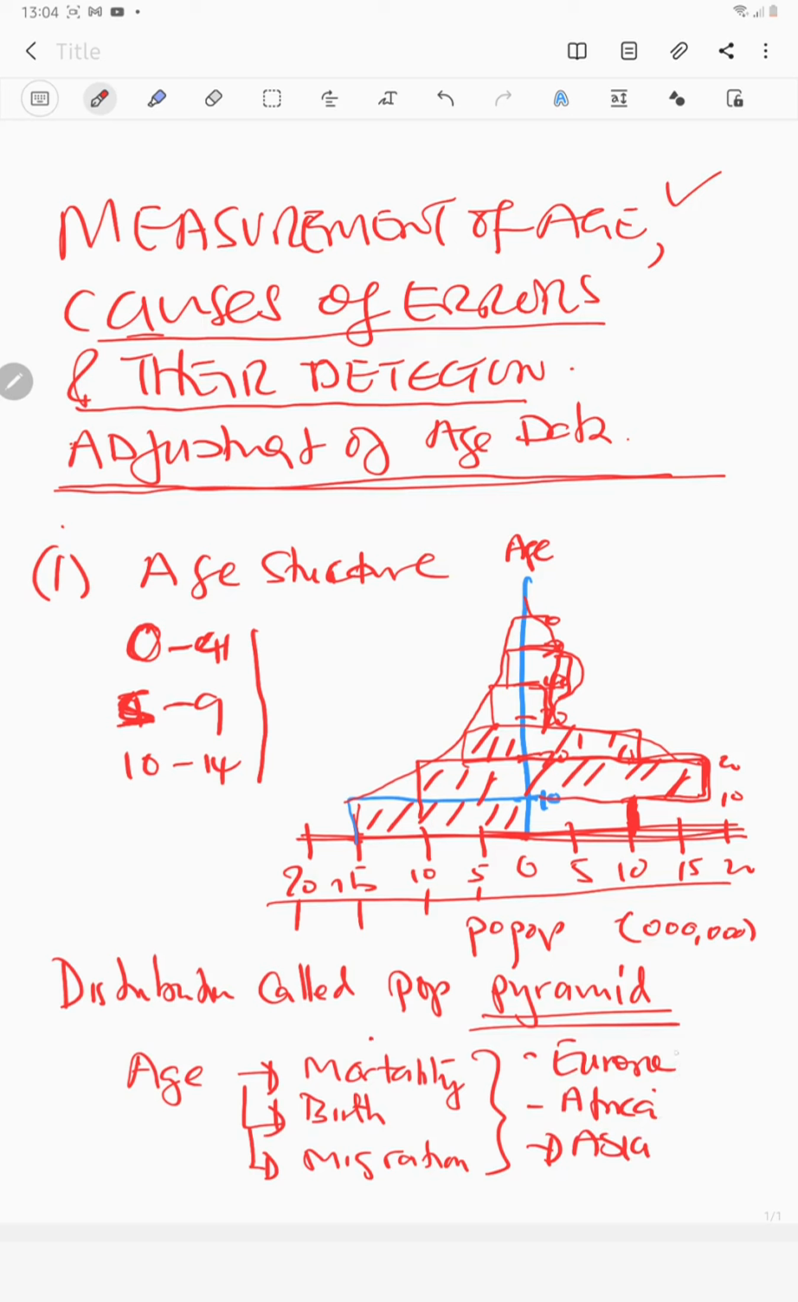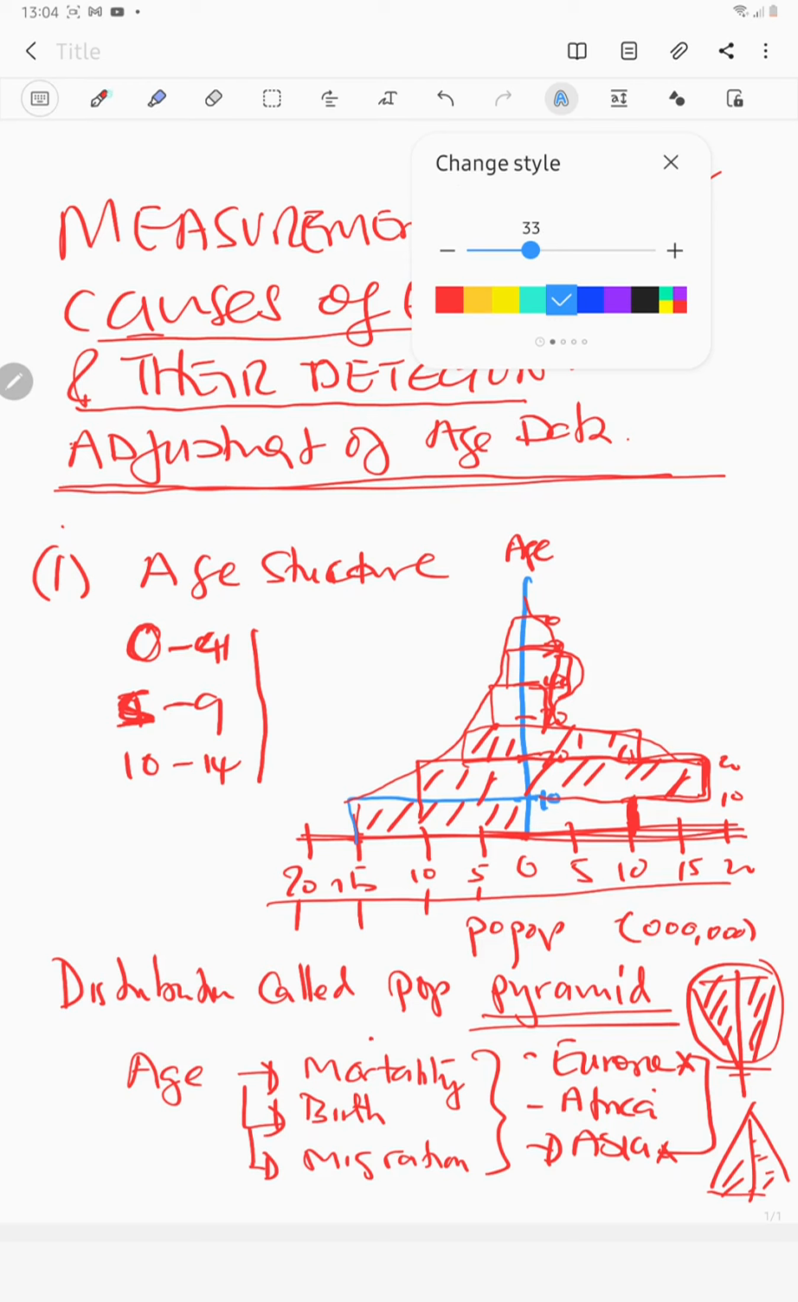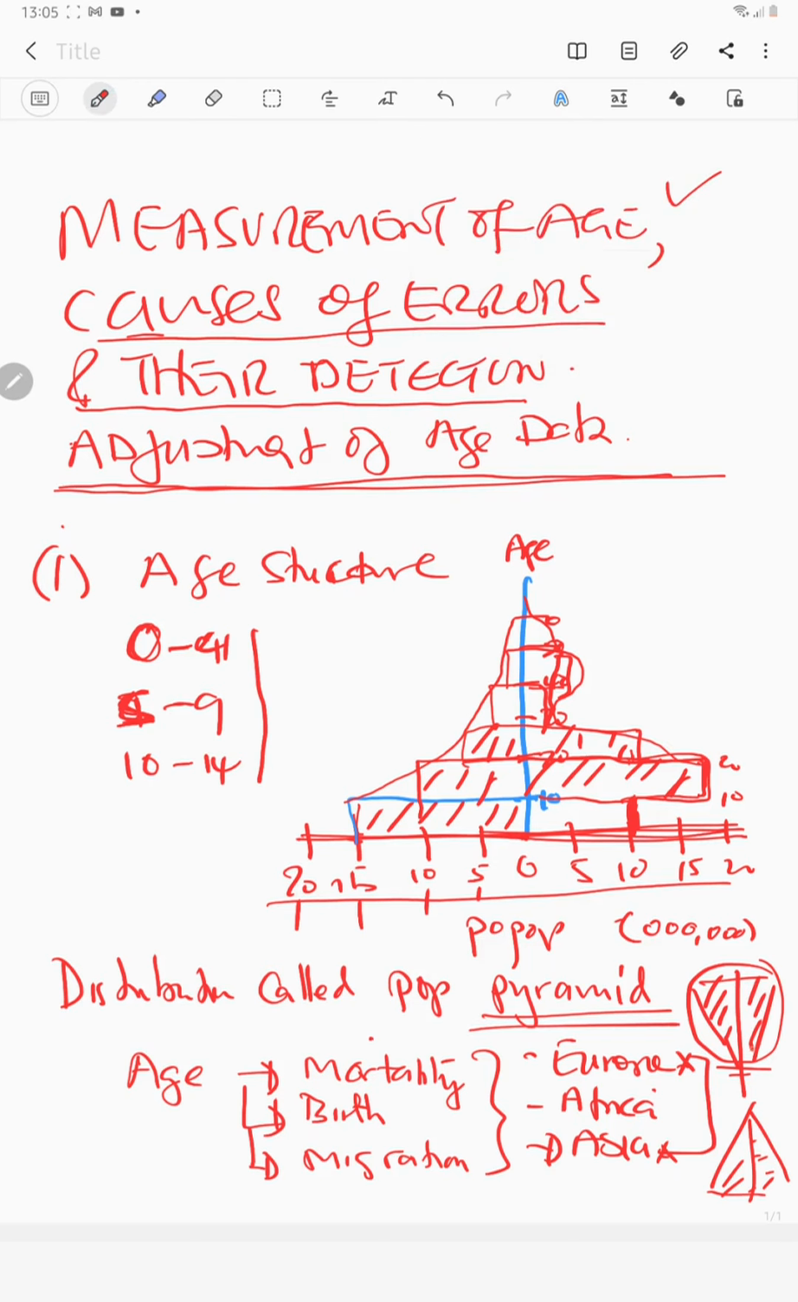Now, most of these countries, Europe and Asia, their population pyramid is bigger at the top. It is like this, bigger at the top. It is different from an African one, which is bigger at the bottom, which is like this. Why? Because the Asian population, we call it an aged population, whereas for Africa, because it is inverted like this, as shown, it is regarded as a youthful population.